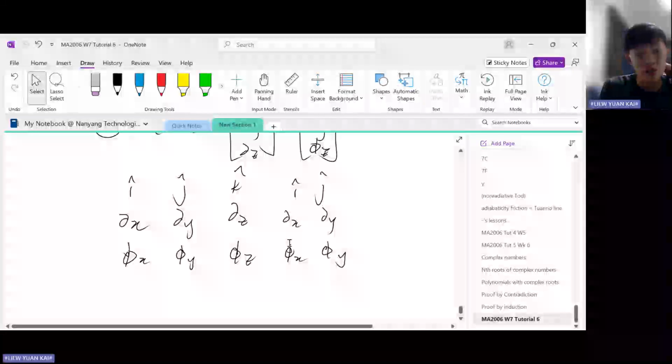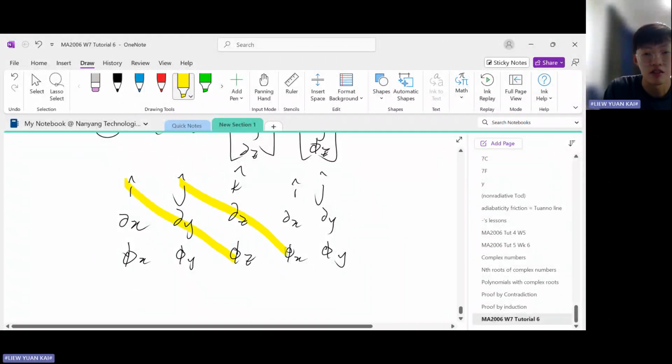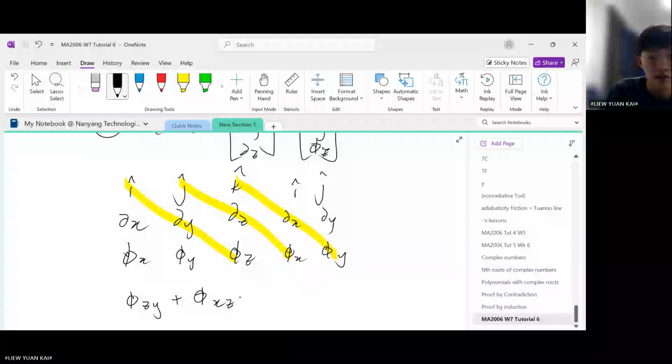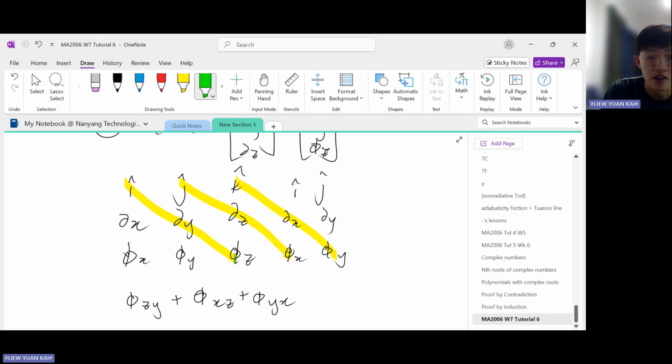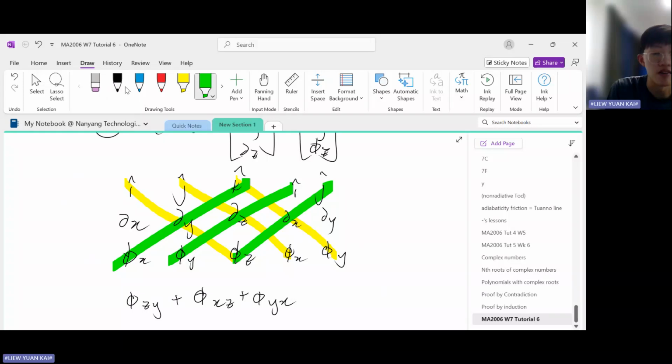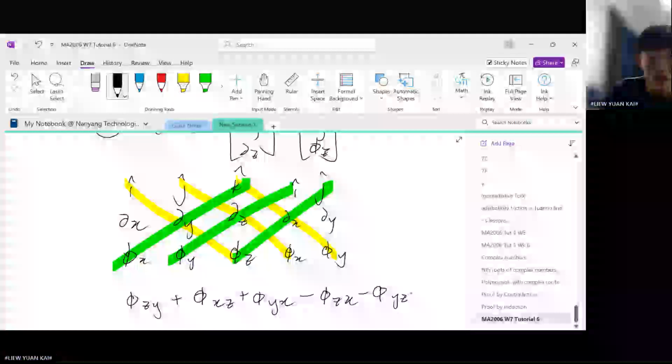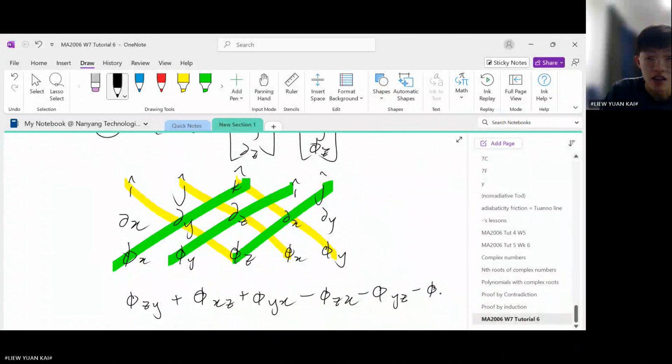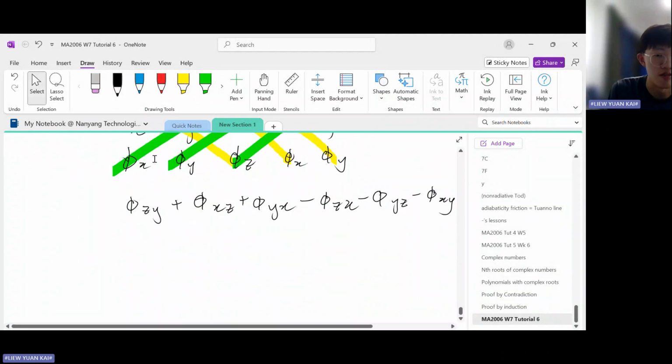Okay, so to find the determinant, we need to take the crosses. So this will be phi zy plus phi xz plus phi yx. Then they do the opposite direction. So minus away all these crosses. Minus phi zx minus phi yz minus phi xy. Okay, keep in mind, what is the notation here?